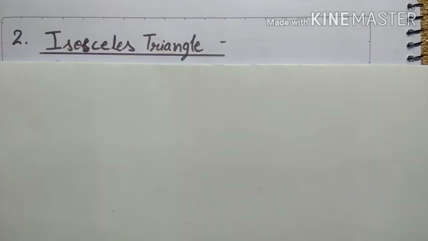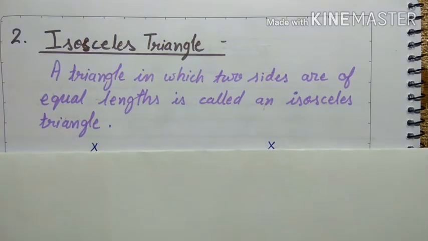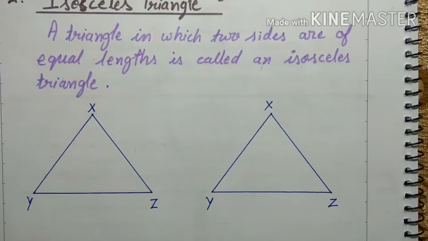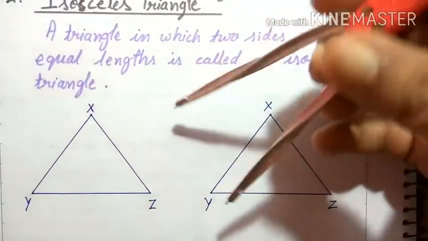Now the other special triangle is the isosceles triangle. So what is an isosceles triangle? A triangle in which two sides are of equal length is called an isosceles triangle. So I have drawn here an isosceles triangle. Now I'm going to check the length of the sides. For that I need again either a ruler or a divider. So I'm going to check with a divider.